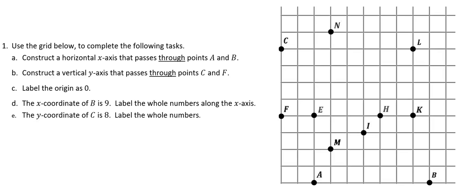This tutorial is for 5th grade, Module 6, Lesson 3. In this lesson, we're going to continue working on the coordinate graph. The directions say to use the grid to complete the following tasks. We're to construct a horizontal x-axis that passes through points A and B.